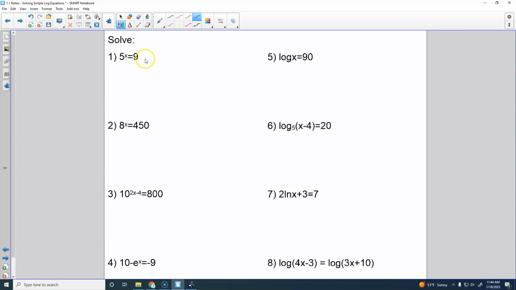For this problem, the way I like to think of it is 5 is my base, and I'm raising it to the x power. I cannot just divide by 5, right? Because x is an exponent. This is not 5 times x. If it was 5 times x, I would just divide both sides by 5. It is 5 to the x power. So to undo an exponential, you have to use a log. So I would do log base 5 on the left-hand side and log base 5 on the right-hand side.